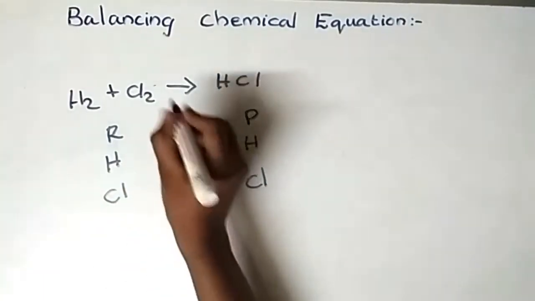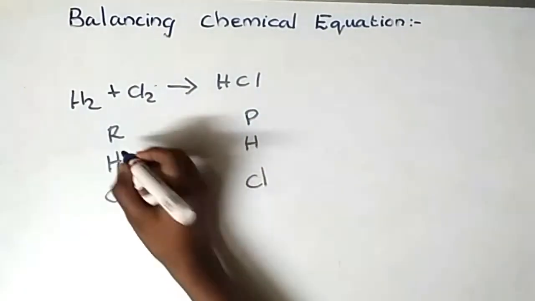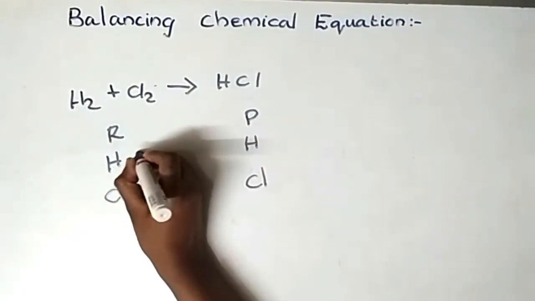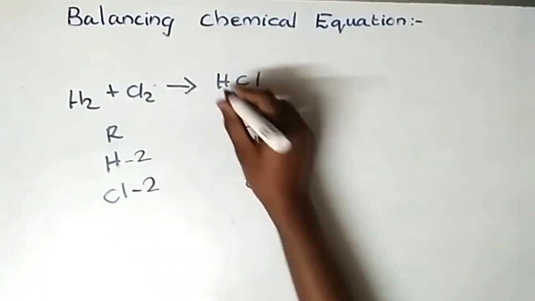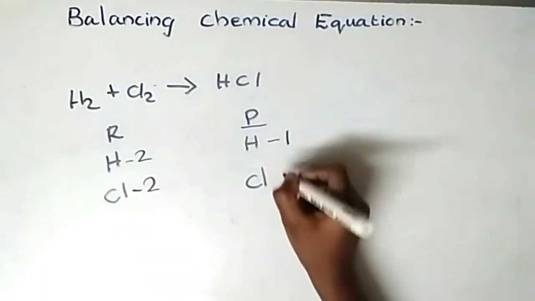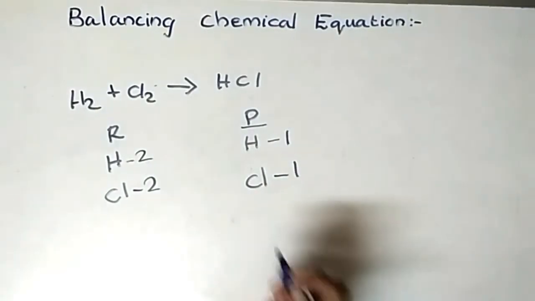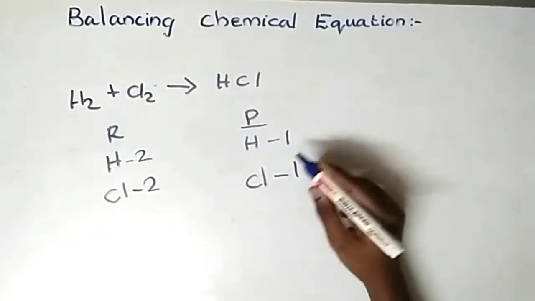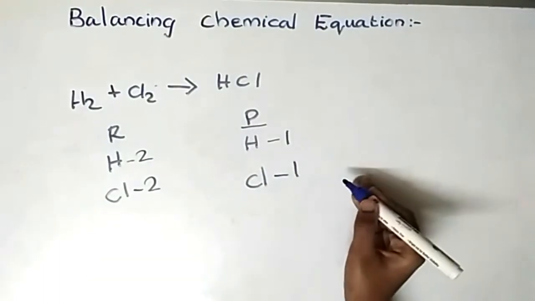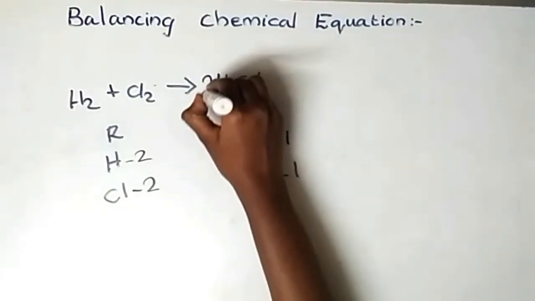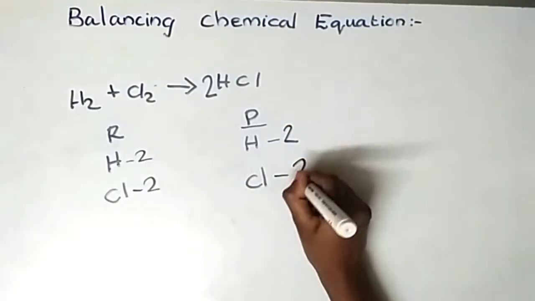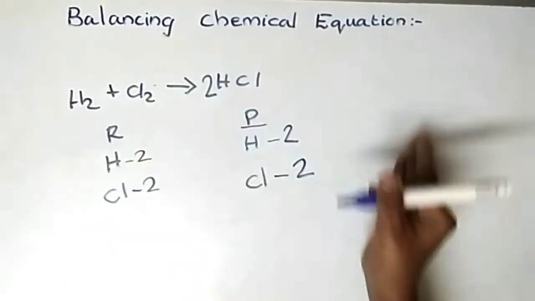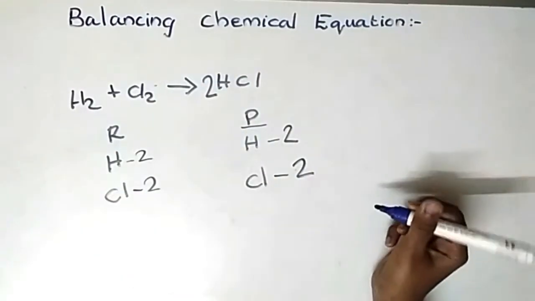Now, we can count the number of atoms for each element. On the reactant side, we have 2 hydrogen atoms and 2 chlorine atoms. And on the product side, we have 1 hydrogen atom and 1 chlorine atom. So, we need 2 on the product side when compared to the reactant side. So, we can put 2 here so that the hydrogen and the chlorine on the product side get balanced. So, this equation will automatically get balanced.